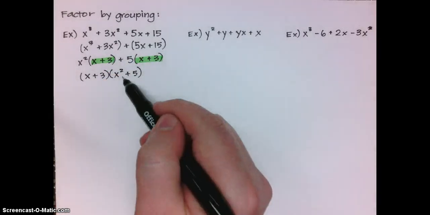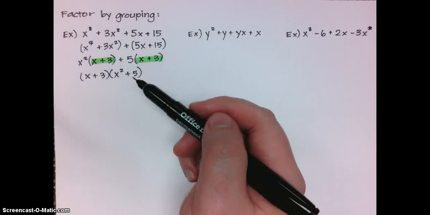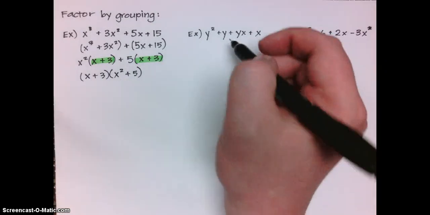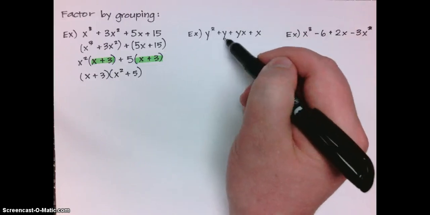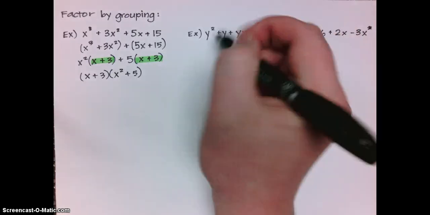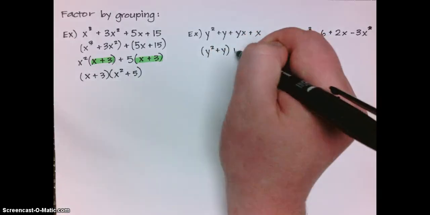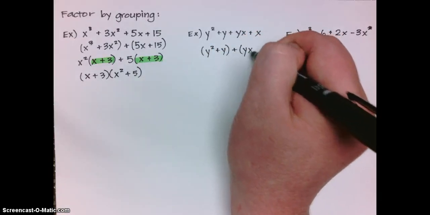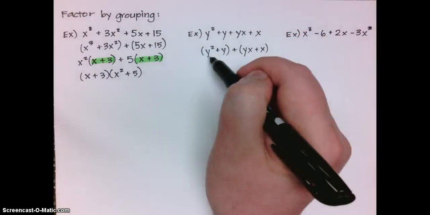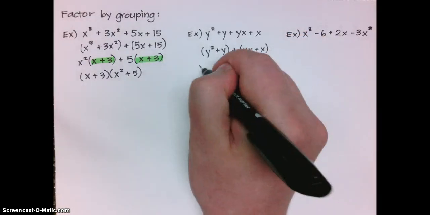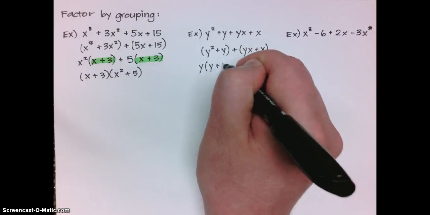And this x squared plus 5 cannot be factored out anymore, so now I'm done factoring this one. Let's do another one. We're going to factor it by grouping y squared plus y plus yx plus x. So I'm going to group the y squared plus the y, then I'm going to group the yx plus the x. Let's pull out the greatest common factor in each group. So between y squared and y, I can pull out just a single y, and inside I'm left with a y plus 1.